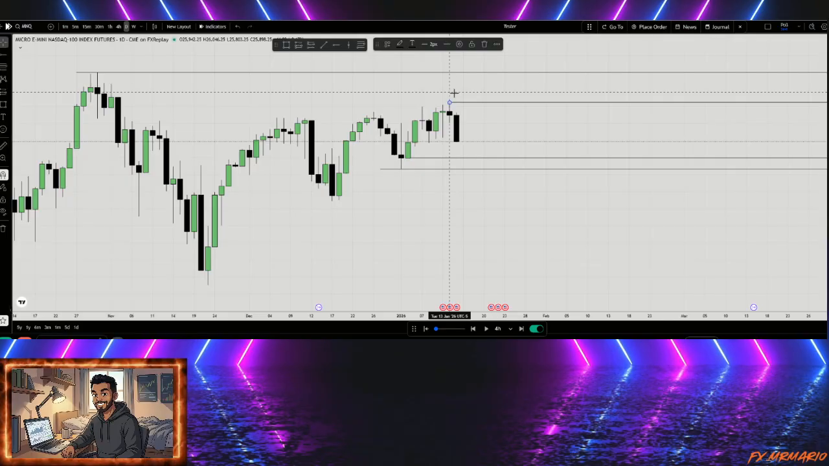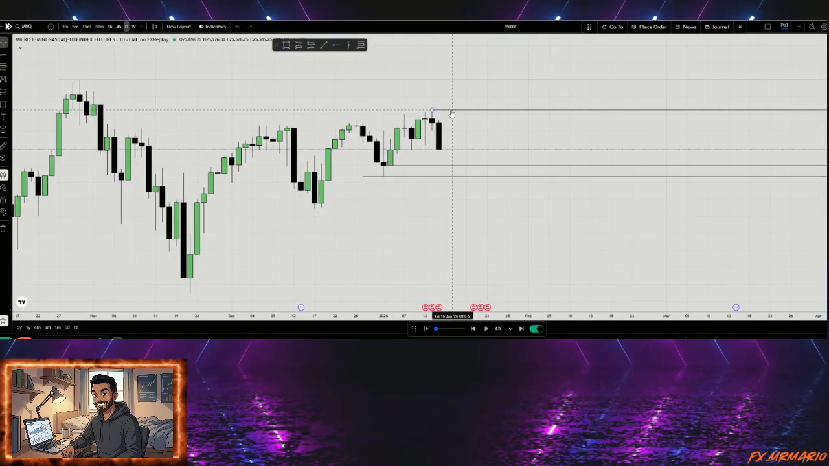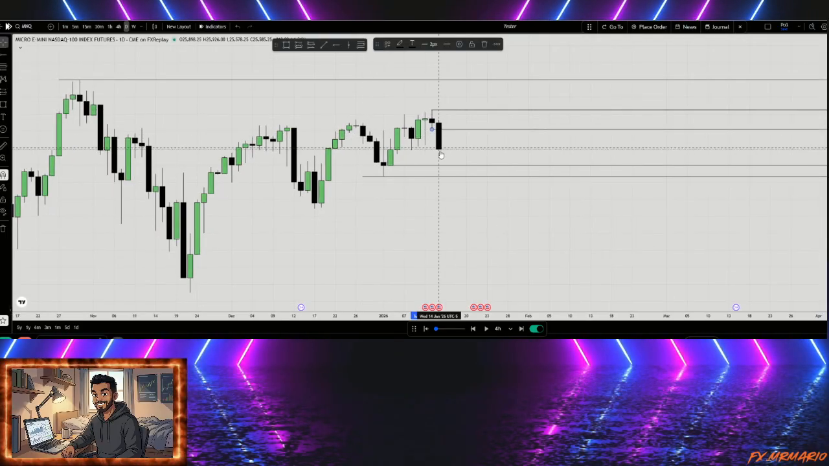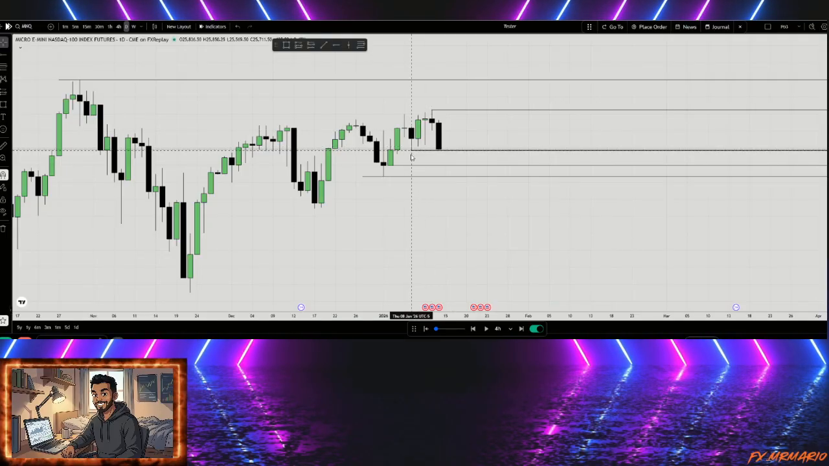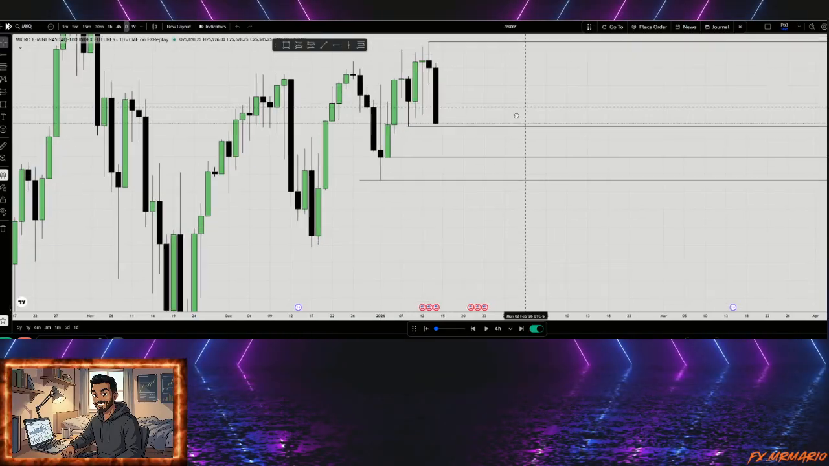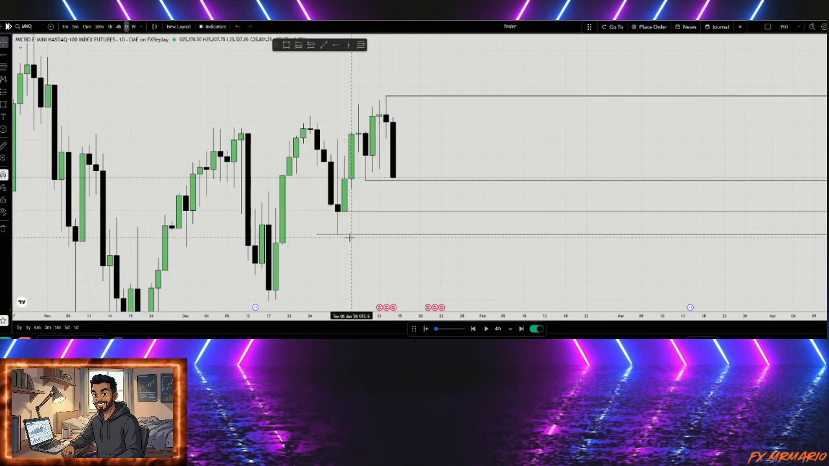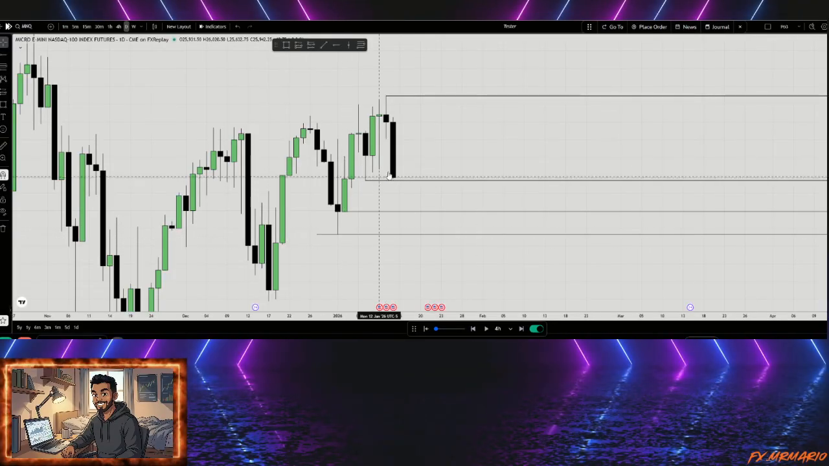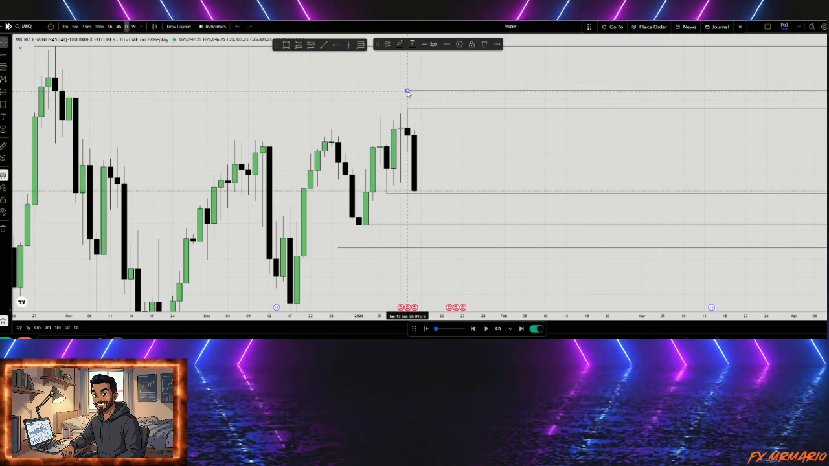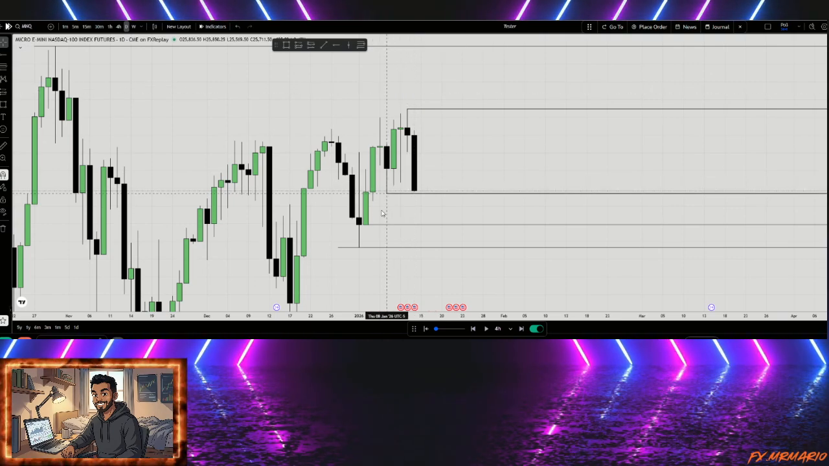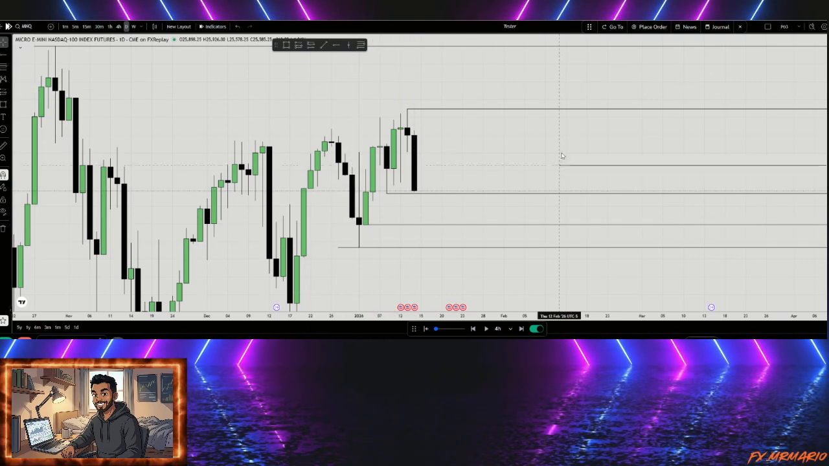Weekly high was not swept, but weekly low is getting run past, so we could be bearish, right? At least to about this point right here, this weekly swing low. Then we have a daily swing low right here. And then what else do we have? We don't have anything much. Am I missing anything? No, we don't have anything much.